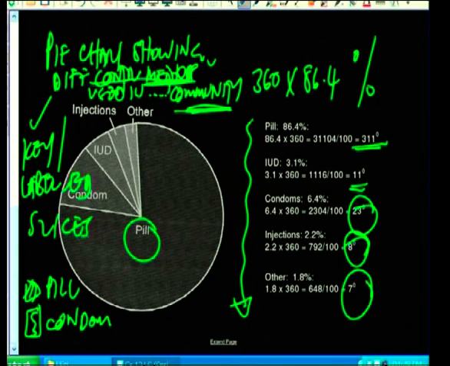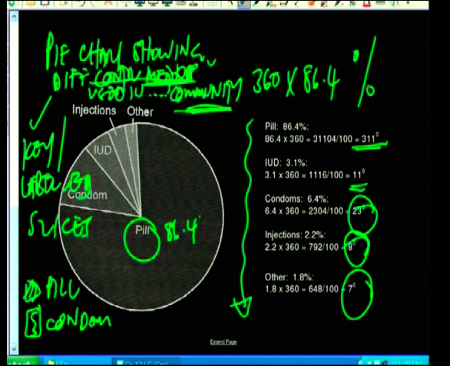I would prefer you to label it in here, and just as a precaution measure as well, sometimes the rubric gives marks for putting the percentage of each slice into it. So put it here as well. This is 86.4%, and the condom is 6.4%, and so on and so forth. You will label each one as you're going along. So in that way, you will get your full marks for drawing a pie chart.